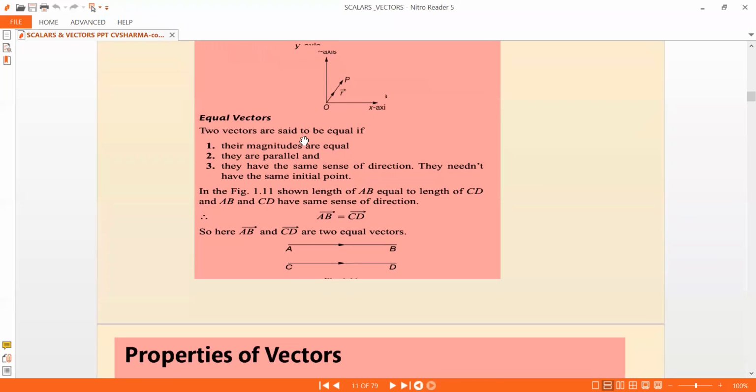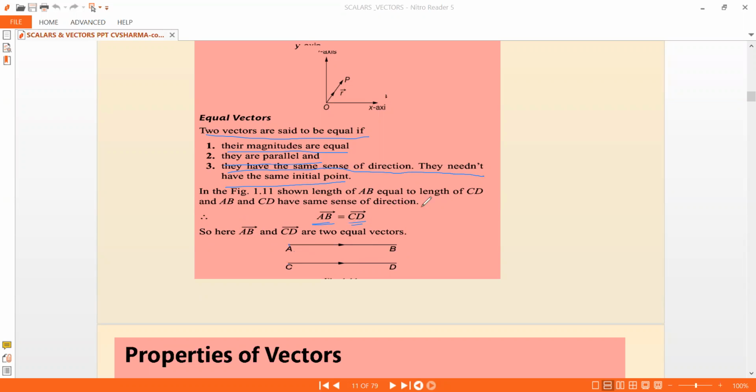What are equal vectors? Two vectors are said to be equal if their magnitudes are equal, they are parallel, and they have the same sense of direction. They need not have the same initial point. This is very important. Here you can see A and C have two different initial points. They are equal to each other, and the lengths of the vectors are the same. So you can say AB bar is equal to CD bar. Those are called equal vectors.